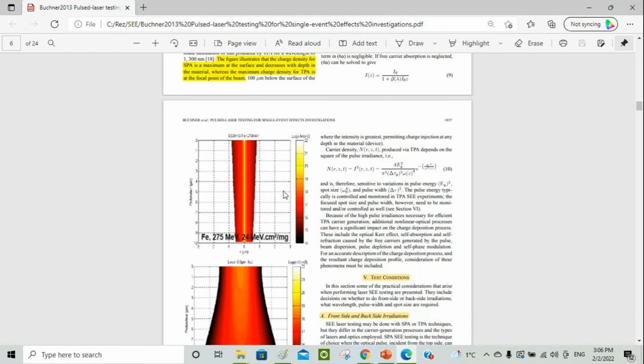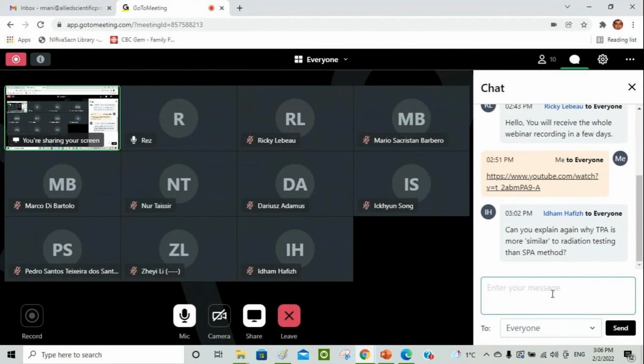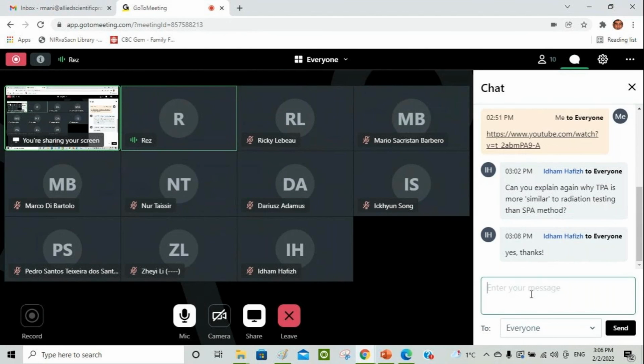The deposition of charges happens in a very narrow region, similar to the particle strike. It doesn't spread as wide as in the case of single photon absorption. It's more confined, so the charge deposition path is more similar to a particle strike. That's the reason why it's more similar. To answer your question, I refer you to this paper. It's very well explained.